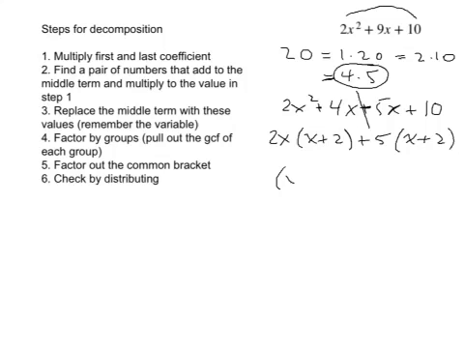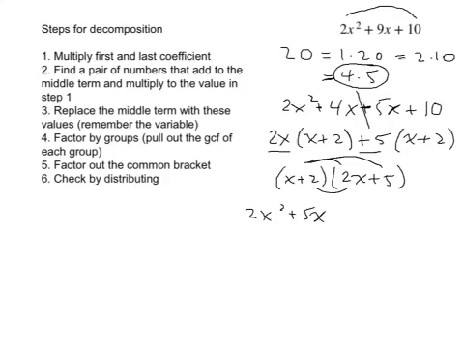We pull it out. And what remains creates our second bracket. Good idea to distribute to make sure that we've got the right answer. And again, the terms in the middle are like. Everything checks out. And those are the steps that are involved.